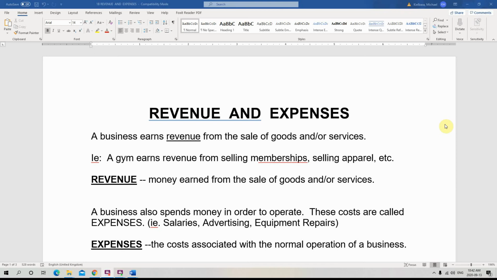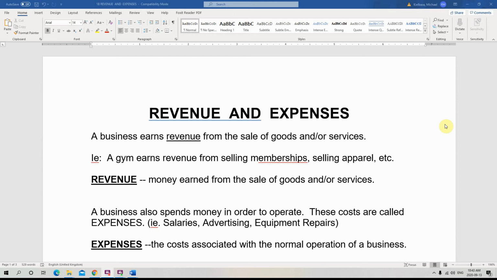Hello, today we're going to introduce revenue and expenses. Now, a business earns revenue by selling goods and/or services. So for example, a gym earns revenue by selling memberships or selling apparel or selling the services of a fitness trainer or providing tanning bed rentals, that kind of stuff. So we're going to define revenue as money earned from the sale of goods or services.